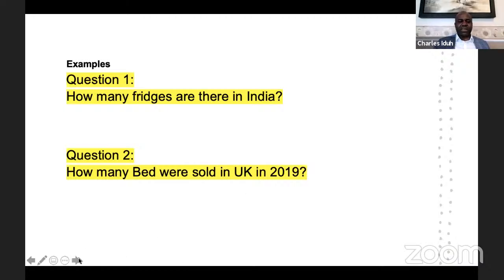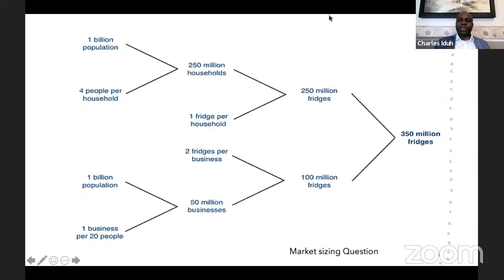Let me give you what I did here. All right. So an estimation of 1 billion. Okay, 4 per family. That is 250 million, as you can see. Then also 1 billion, we have one business per 20 people. It is an estimate. That comes to 50 million businesses. All right. 2 fridges per business. That brings 100 million fridges, and with 250 million, that brings it to 350 million. There is no exact answer, okay?